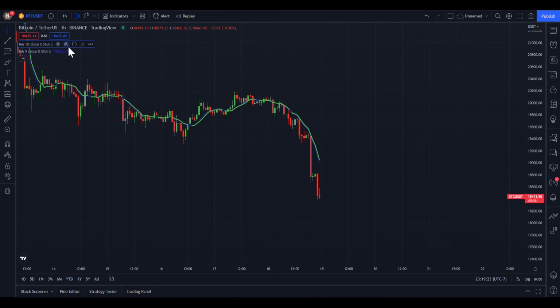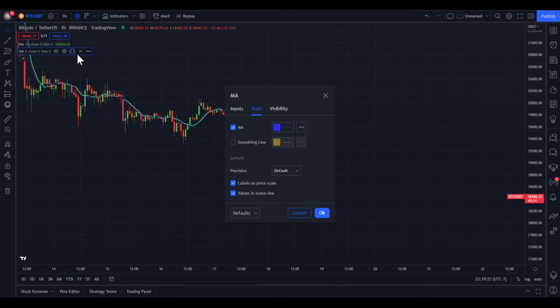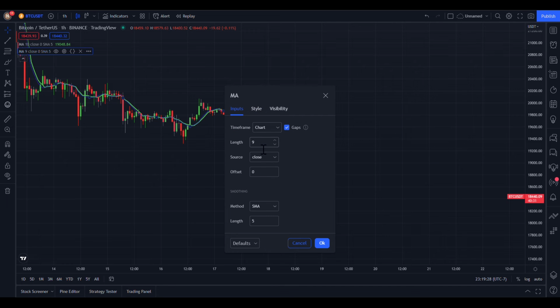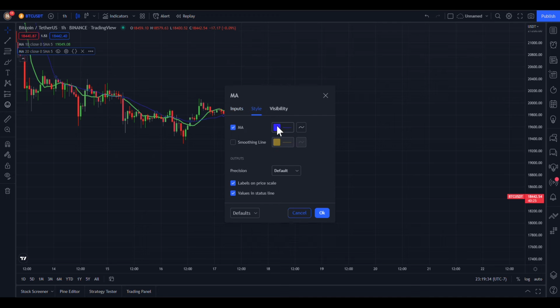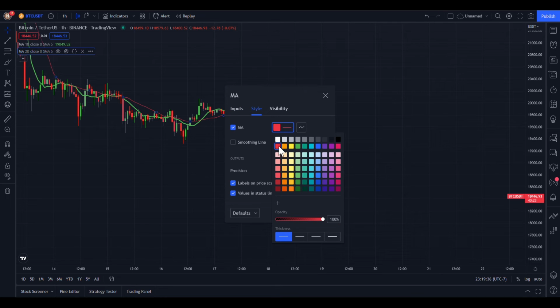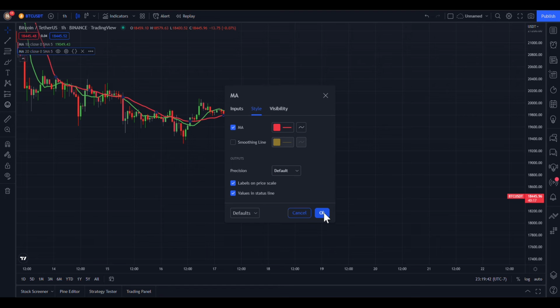Now the second one. You come here, then again inputs, length, change it into 20. Go to the style, change the color into red and increase the thickness. That's all. Okay, done with the indicators.